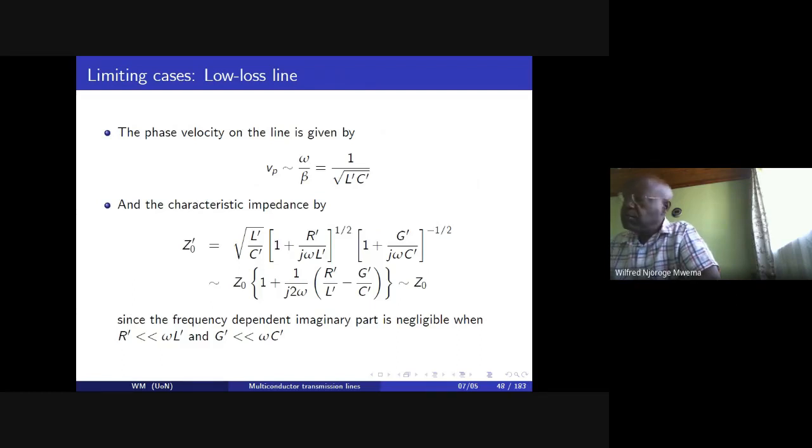Now I want you to do this. You expand that binomial expansion, but retain the first three terms. That is, you'll include also the power of 2. Because the reason why we were able to retain only two terms is because we said that R prime was much smaller than omega L prime, and G prime was much smaller than omega C prime. Sometimes some of these assumptions do not apply for certain transmission lines, and therefore you need to approximate the expressions with a few more terms.